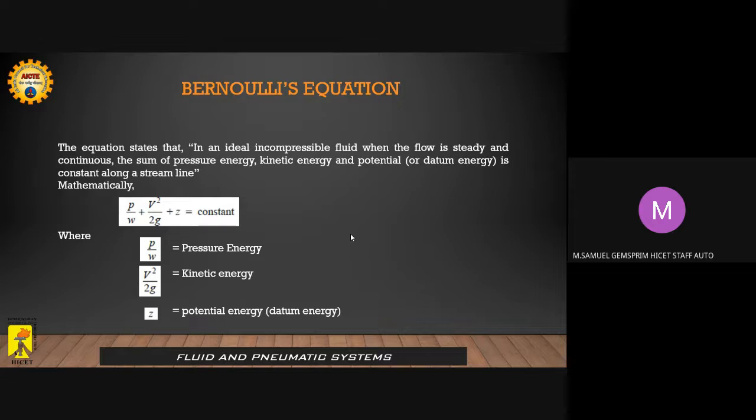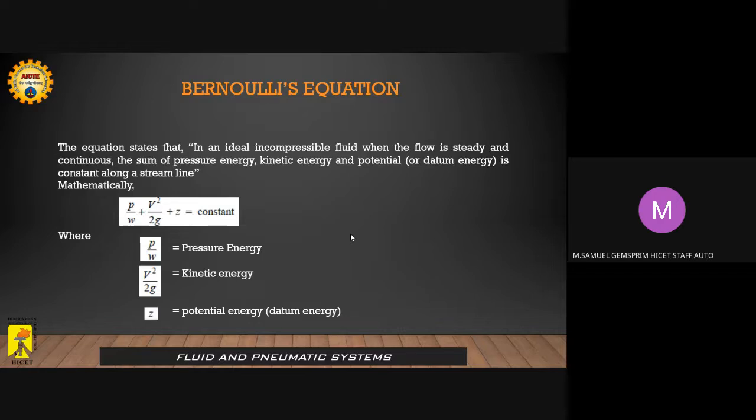Then the flow is continuous. So with the consideration of all these assumptions, the sum of pressure energy, kinetic energy, and potential energy is constant along a streamline of fluid flow. So that is the statement of Bernoulli's equation.